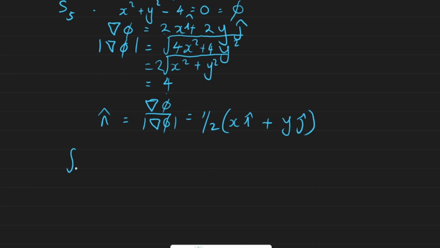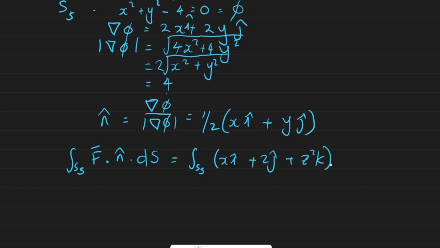So as before, we find the surface integral along surface 5, and that's the vector F multiplied by the normal vector multiplied by dS, the surface area element. So that's the integral along the surface 5 of F, which as we know from the question is xi plus 2j plus z squared k, dot product with our normal vector, which we have just determined here. So we can just pull that half to the front maybe. So what's left is xi plus yj times dS.